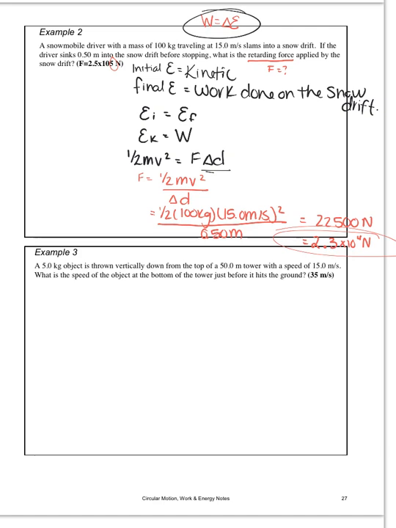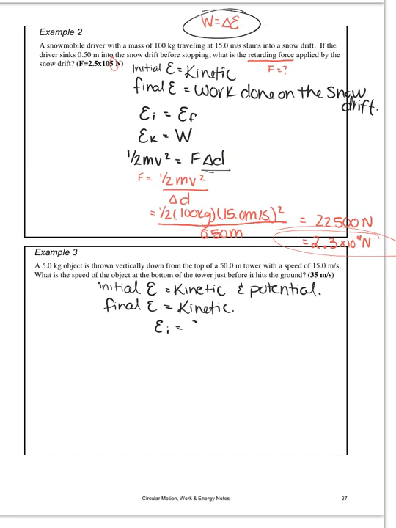All right. A 5 kilogram object is thrown vertically from the top of a 50 meter tower with a speed of 15 meters per second. What is the speed of the object at the bottom of the tower just before it hits the ground? So the initial energy is kinetic because they are throwing it, and potential energy. So we have two types here. The final energy is kinetic energy only at the bottom of its height.